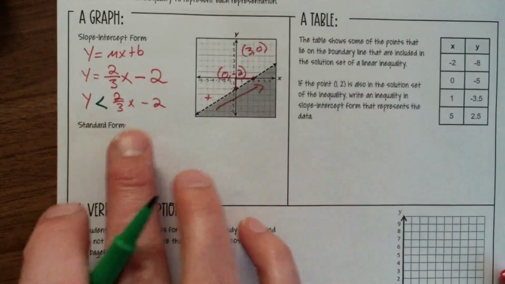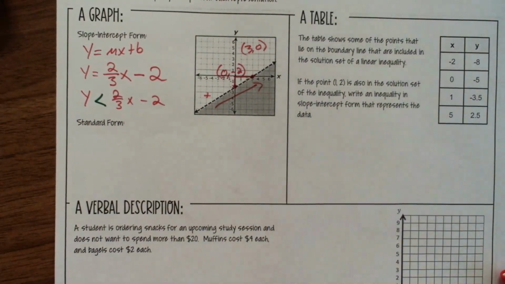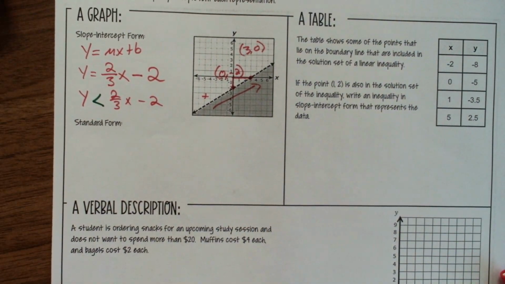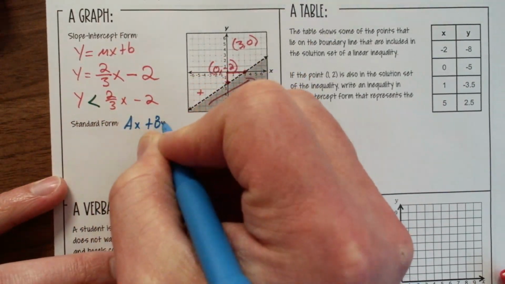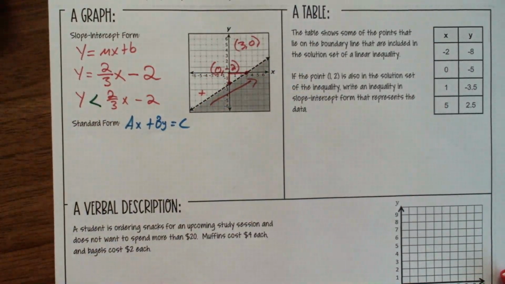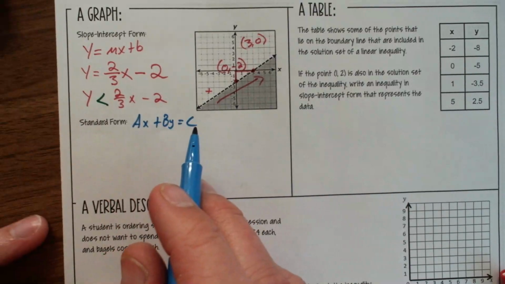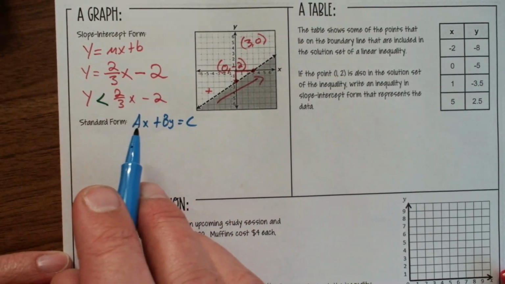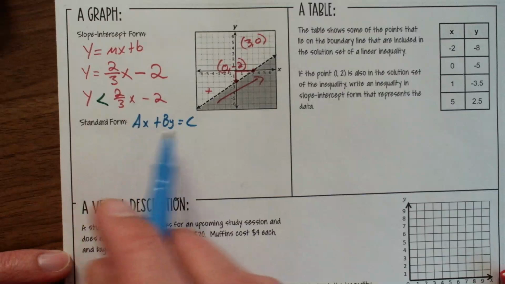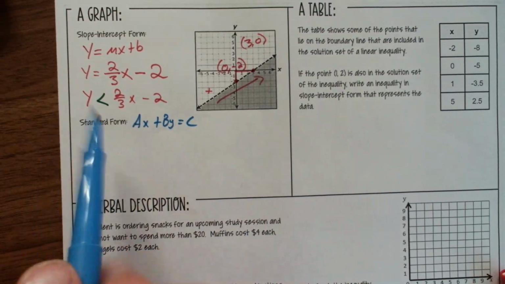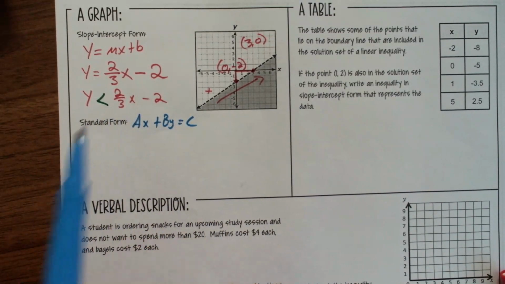Okay, now converting it to standard form. So here's what I'm going to do. Remember, standard form is ax plus by equals c. Remember, the rules are a, b, and c have to be whole numbers. A will have to be positive. And then nothing besides 1 can divide each one of these. We'll go ahead and work this out.